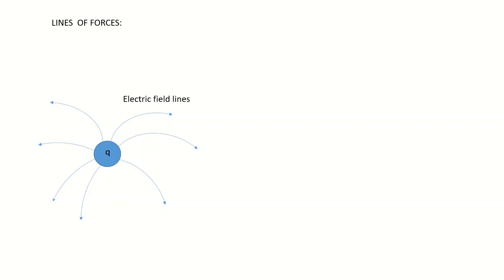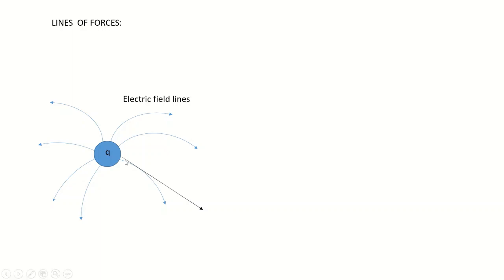Forces. What are these lines of forces? Where does this term arise? As we have studied earlier about the electric field, the electric field is shown by these imaginary lines, which are known as lines of forces or electric field lines. As you can see here, we have considered a charge q and the lines of forces direct outward with this arrow. Now, how do we find the direction of the electric field?